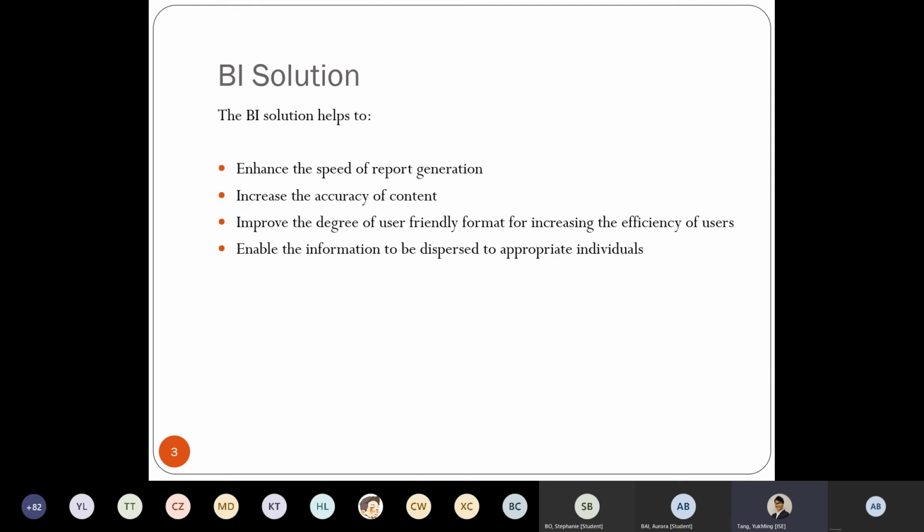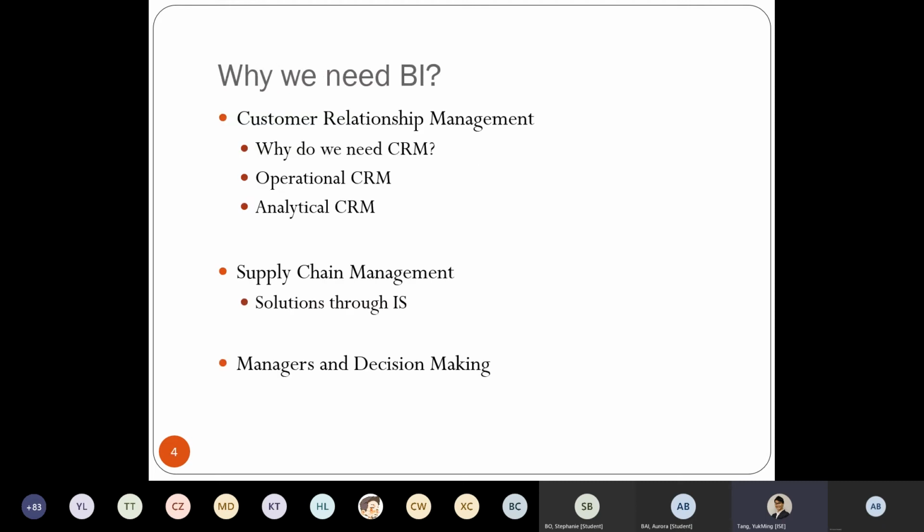This business intelligence solution or approach is very important because it can enhance the speed of report generation. It can also increase the accuracy of your content. It also improves the degree of user-friendly format, because usually the data you get is raw data, and it is very difficult to find the pattern in raw data. So you need to apply business intelligence tools so that you can understand the data very easily. For example, you can use a graphical format, histogram or pie chart and so on. And then we can enable the information to be expressed to appropriate individuals. That's why we apply business intelligence tools.